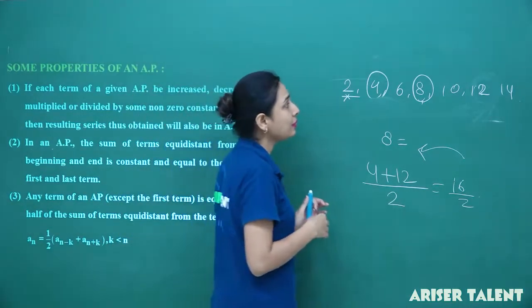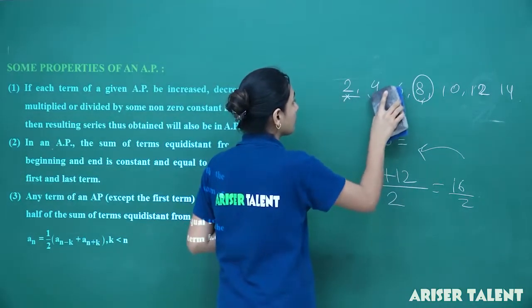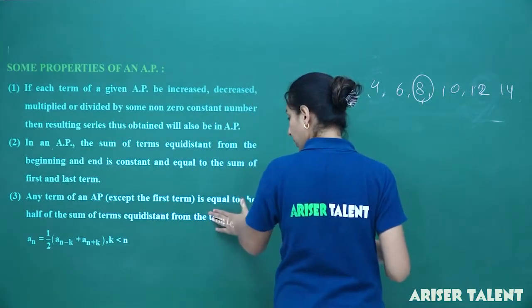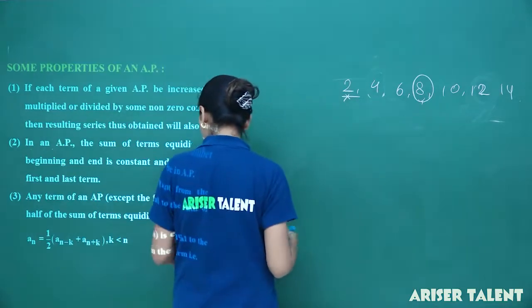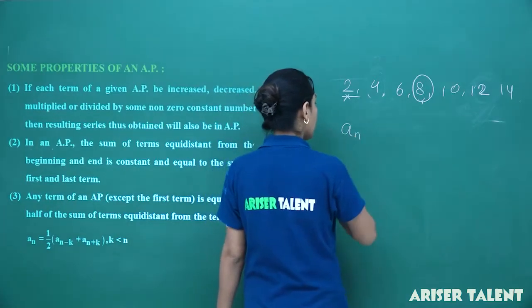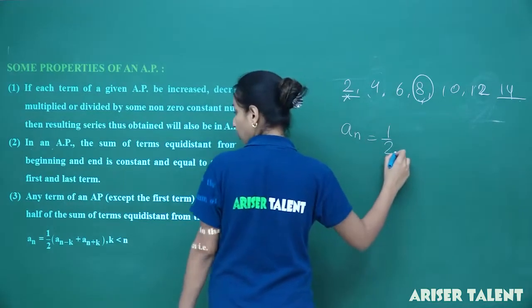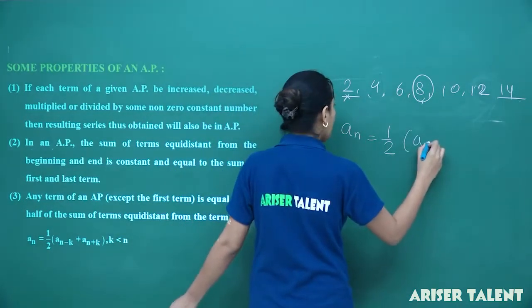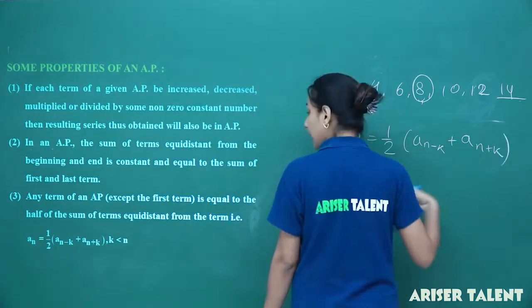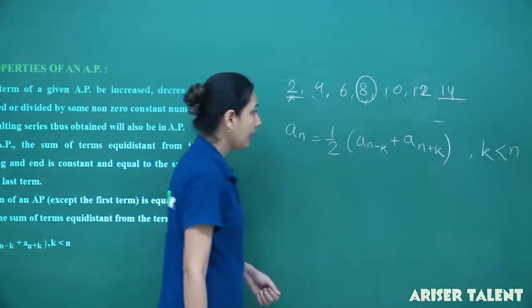So if I am taking another term, it is equal to half of the sum of terms equidistant from the term. Now how can I write it? an, the last term, will be equal to 1 by 2 of (an minus k plus an plus k), and k is obviously less than n.